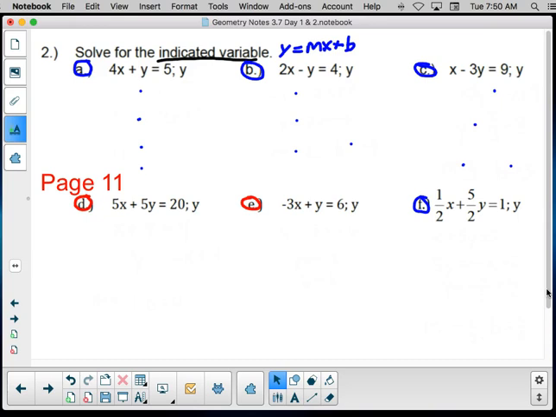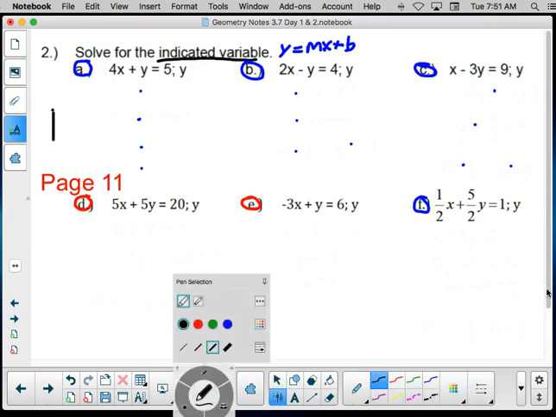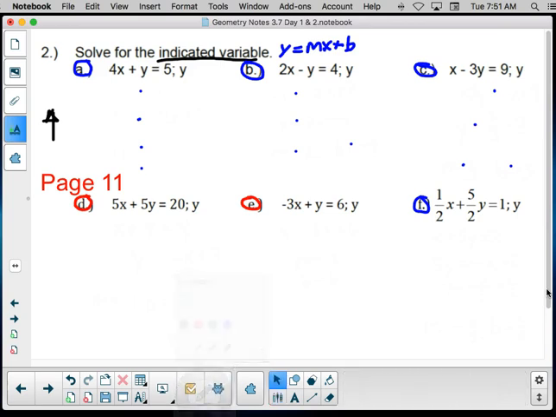Okay. Now, I want to solve for the indicated variable. And the purpose of this is for me to get the equation that we start with in the form of y equals mx plus b. So we want to put it in this form, but we're faced with this form of the equation.